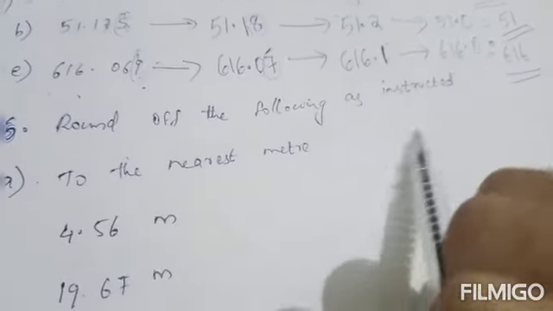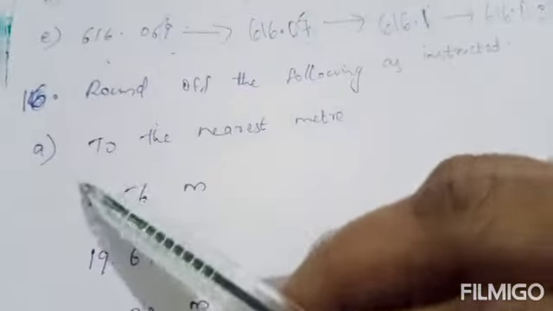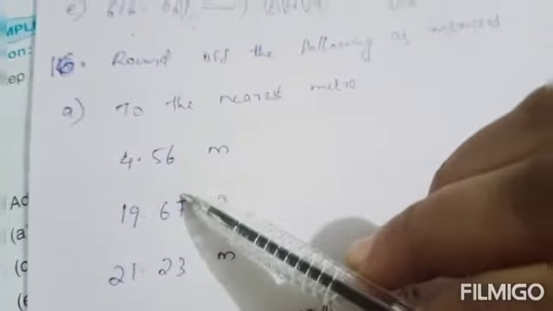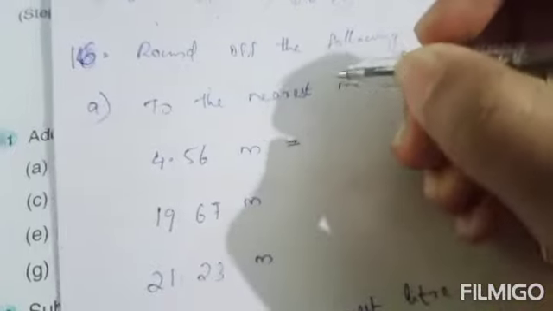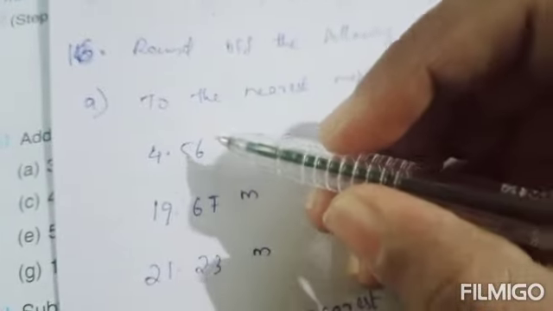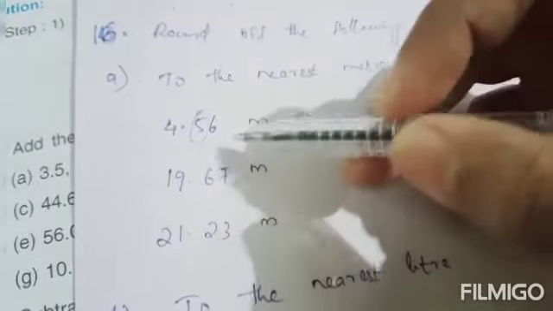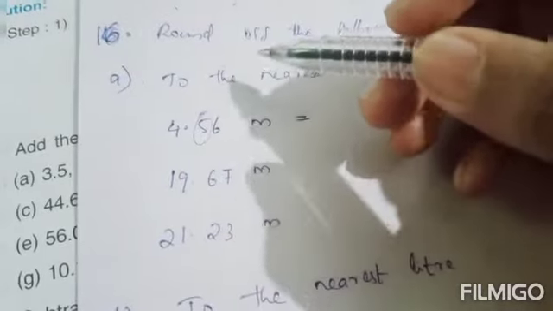Next, question 16. Round off the following as instructed. A, to the nearest meter. So some numbers are given here. You need to round off these to the nearest meter. Okay, so first, 4.56 meter. In order to round off this to the nearest meter, see the digit at the tenths place. The tenths place digit you need to consider.